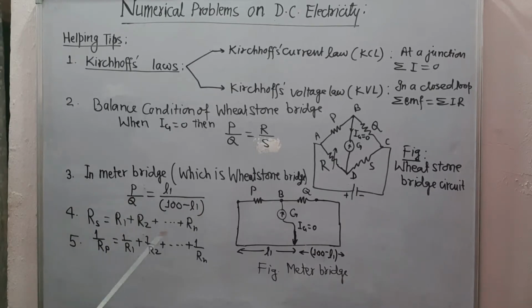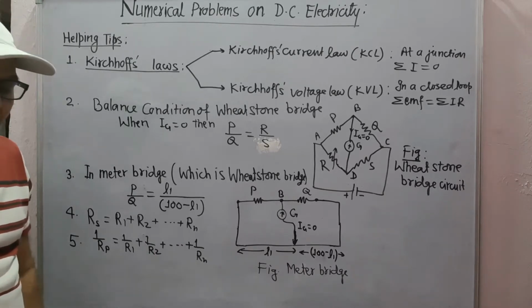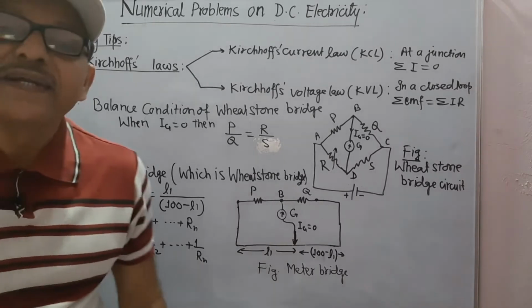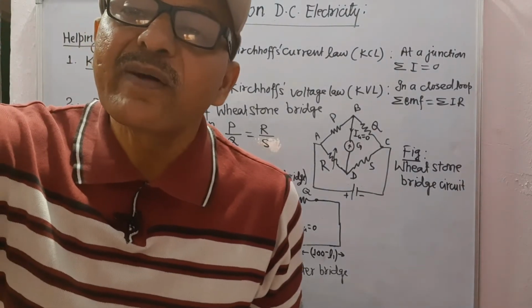Now, in series combination of resistances, the resultant resistance R series is equal to R1 plus R2 plus R3 and so on. And in parallel, the resultant resistance is given by the relation 1 upon R parallel is equal to 1 upon R1 plus 1 upon R2 plus and so on up to 1 upon Rn. Next, we take some numerical problems.